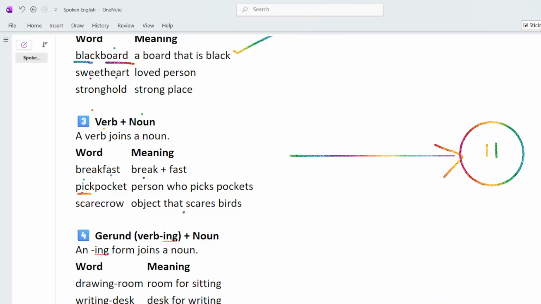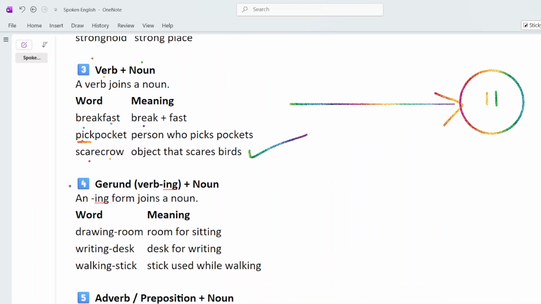Scarecrow, an object that scares the birds away. However, scare is a verb. Crow is what? It's a noun. So you're joining these two parts of speech, a verb and a noun, right?